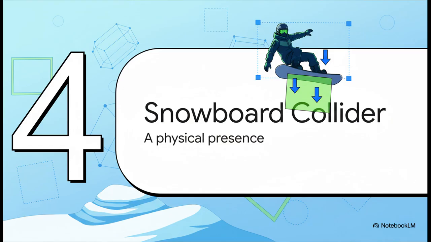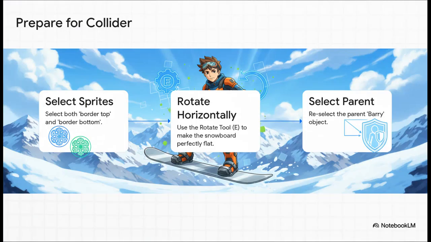Okay, so Barry is visible now, but he's still basically a ghost. If we hit play, he'll just fall right through the snow and into the abyss forever. That's because he has no physical shape. To fix that, we need to add a collider component, which is what defines his physical boundaries for the physics engine to actually see.